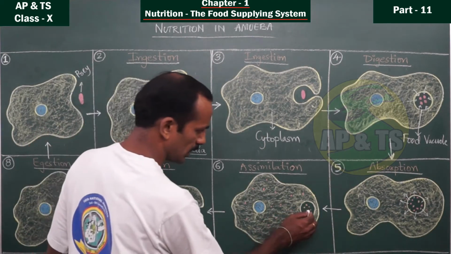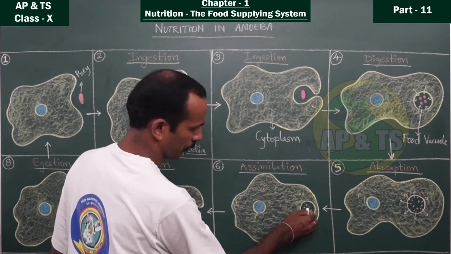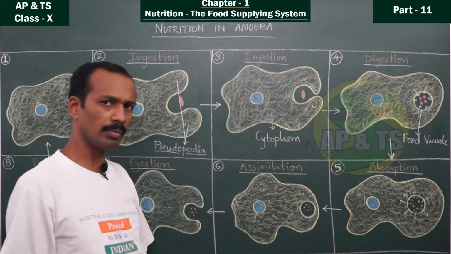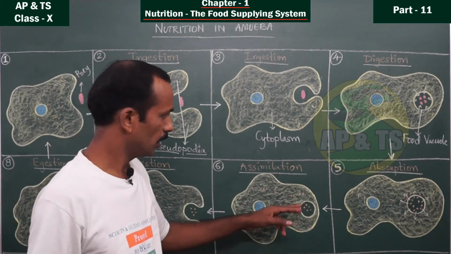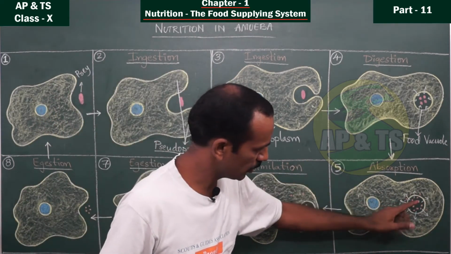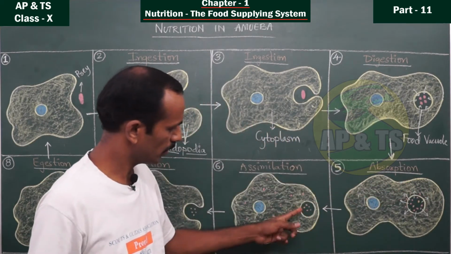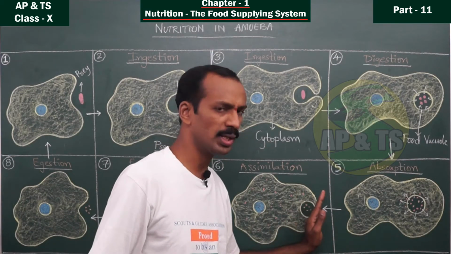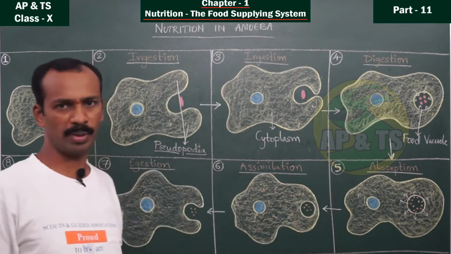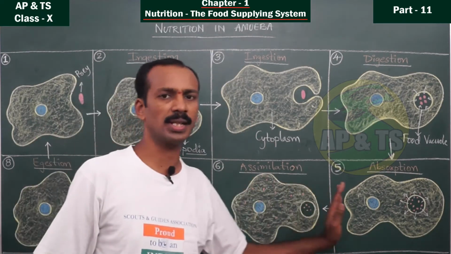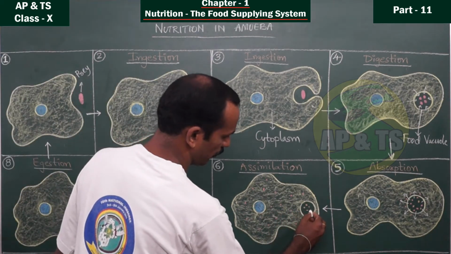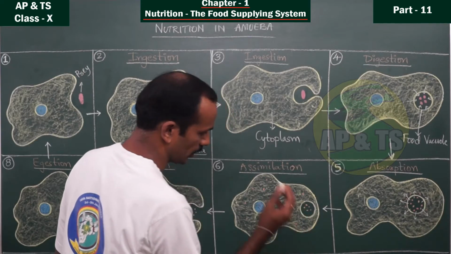So here undigested material will be left over. Now the food vacuole tries to move towards the surface. You can see here the food vacuole is somewhat inside, but in this diagram you see the food vacuole moved to the end of the cell membrane. It moved towards the cell membrane. Okay, so that again the undigested food can be sent outside.